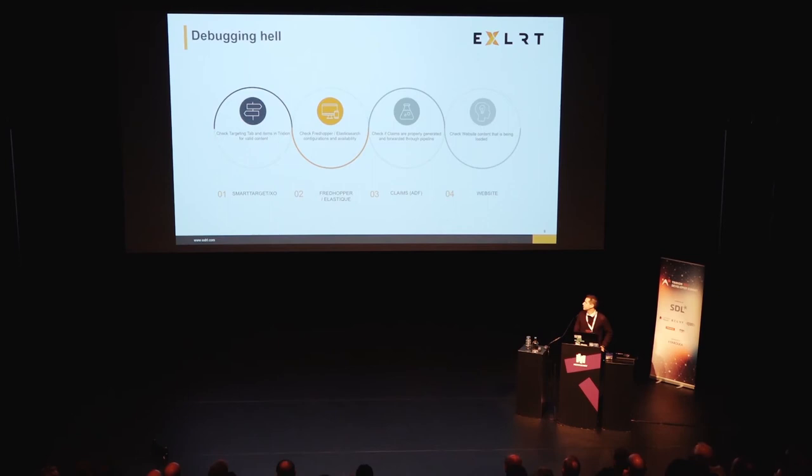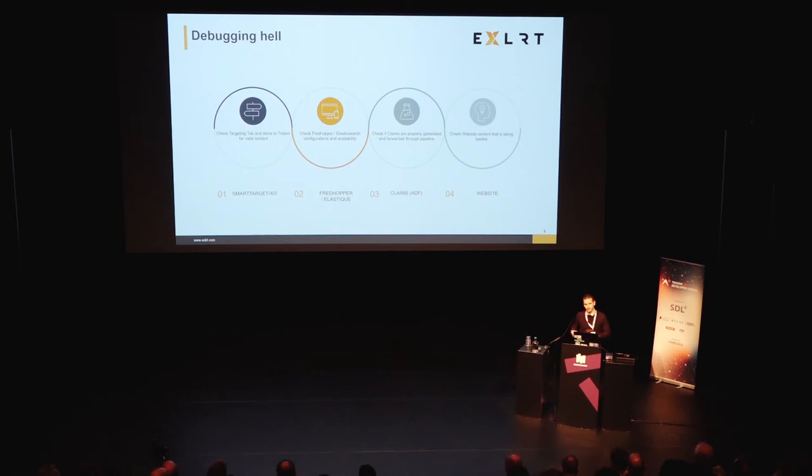So what are you checking? Basically, you're checking the targeting tab. Is the promotion created correctly? Are all the components published? Are the triggers defined correctly? Do you have it defined for all the publications that you need? You also check Fred Hopper, or in newer versions, Elastic. Is the business XML published? Are the query servers in line with the indexer, and so on and so forth?